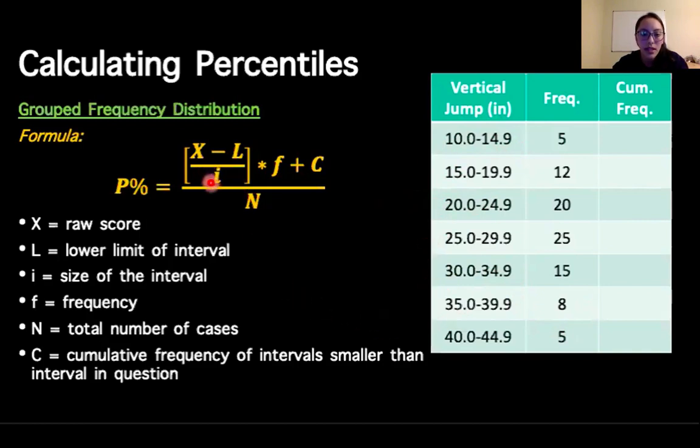So in this equation, if we were still using the number 23, right? I is a constant, it's 5. F is going to represent the frequency at the interval with which X resides. So again, 23 is in this grouping, so the frequency that we would put over here is 20. Okay. C is going to be the cumulative frequency of the interval smaller than the interval in question.